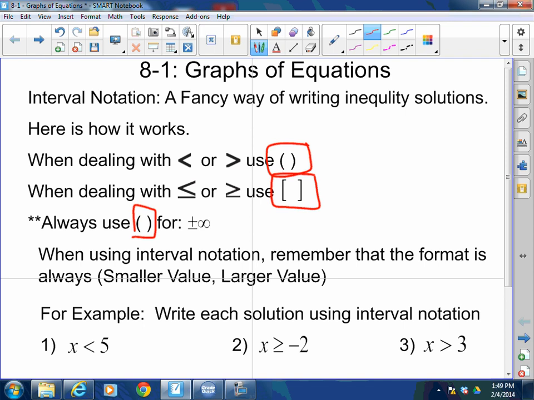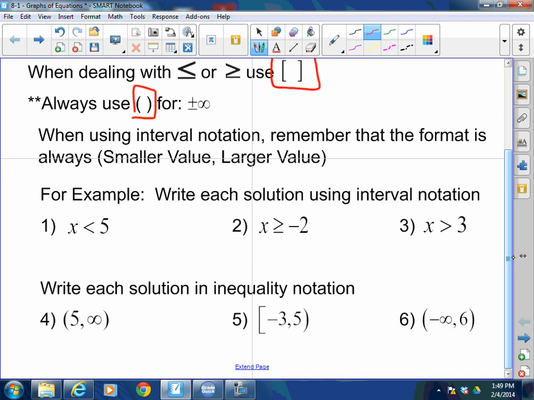When you're using interval notation, please remember that the format is always either the parentheses or the bracket, smaller value, comma, larger value, parentheses or bracket, depending on what you have. So we're just going to go through these right quick. For example, write each solution using interval notation.